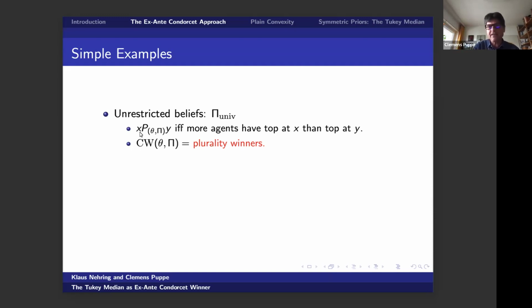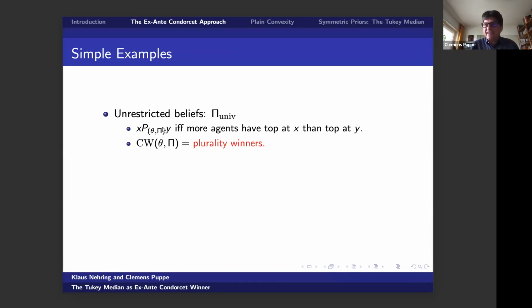If not, this is very important. But that means that in this case, where you don't know anything, you have unrestricted beliefs, you know that the ex ante Condorcet winners must be the plurality winners, right? So the maximal elements of this relation are clearly the plurality winners. So those alternatives who have the most tops behind them, okay?